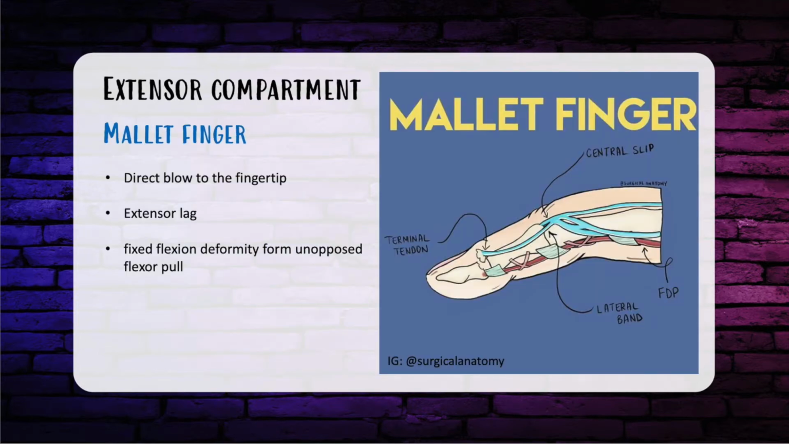Now, let's dig deeper and talk about Zone 1 for a little bit more, because this is a pretty high-yield topic. This usually happens when playing sports and there's a direct blow or axial force to the fingertip, whether it's a basketball or football or whatever. The forceful flexion damages the extensor tendon where it's attached to the proximal portion of the distal phalanx. So on exam, you'll find an extensor lag or a fixed flexion deformity, and that's due to unopposed flexor pull.